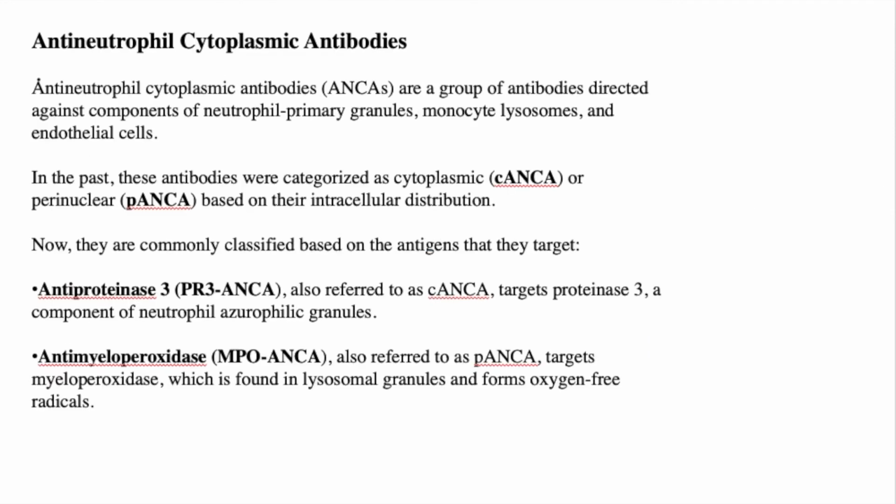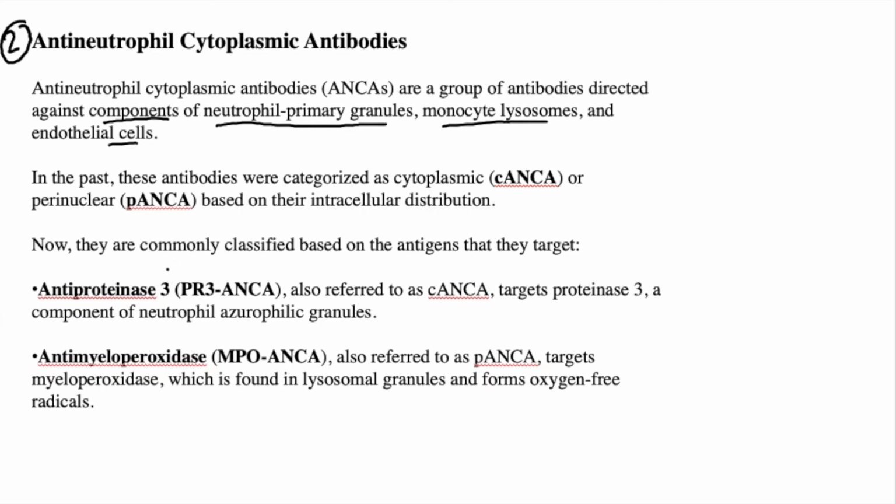Another pathophysiologic mechanism for vasculitis is anti-neutrophil cytoplasmic antibody. Very important. Anti-neutrophil cytoplasmic antibody, or ANCA, is a group of antibodies directed against components of the neutrophil primary granules, monocyte lysosomes, and endothelial cells. In the past, these ANCA were classified as P ANCA and C ANCA depending upon their distribution inside the cell. If it is found in the cytoplasm of the cell, it is called cytoplasmic ANCA, or if it is found around the nucleus, it is called perinuclear ANCA.